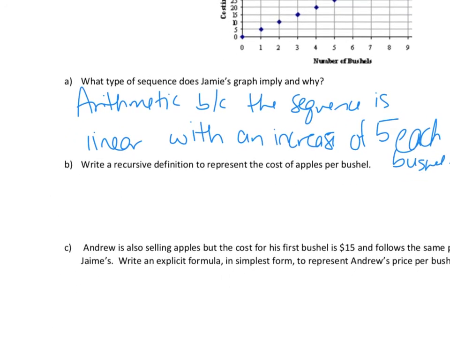Okay, write a recursive formula to represent the cost of the apple bushel. So recursive, remember, you need to state A1. So how many apples does she have on the first bushel? 5. Okay, and then a(n) equals what's happening? We are adding 5 to the previous term. You could write it this way, or you could do the a(n-1) first and then do the plus 5. I don't really care. Just pick one. It just happens to be that A1 and the d value are the same. d is 5 because it goes up 5 every time over there.